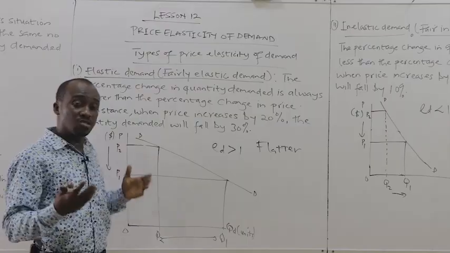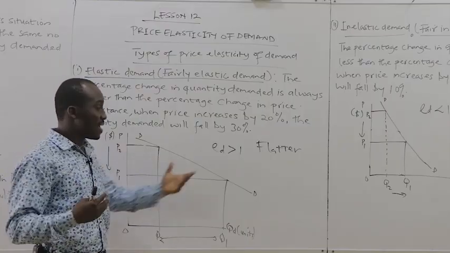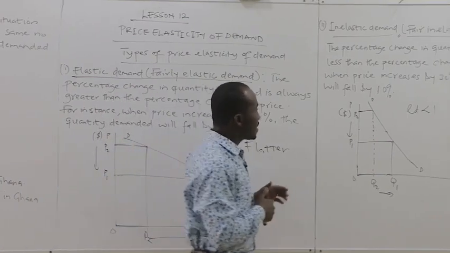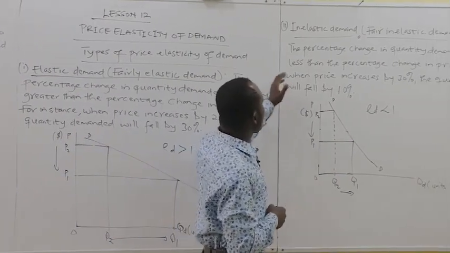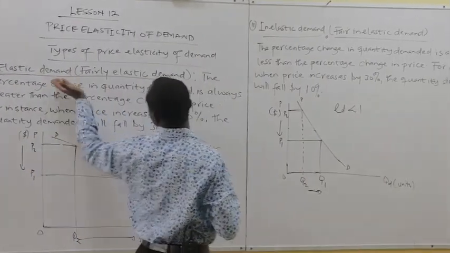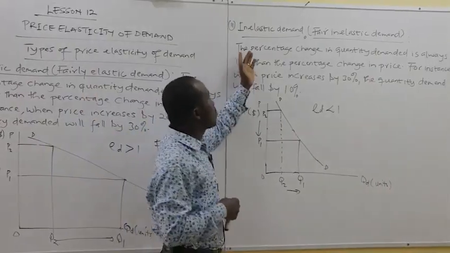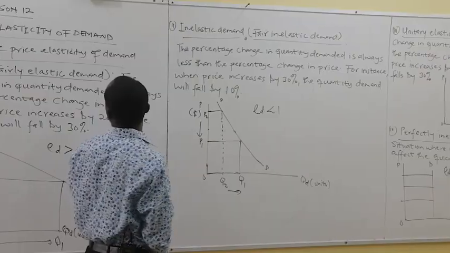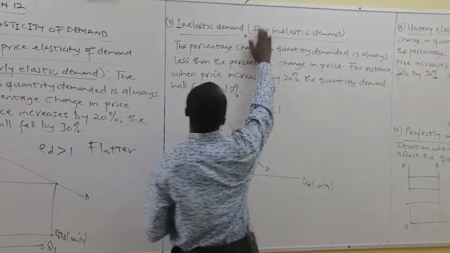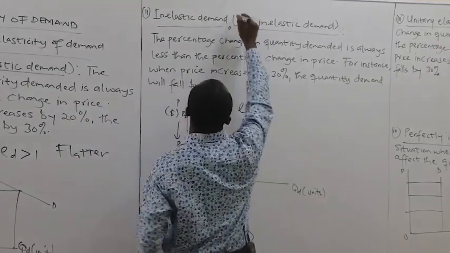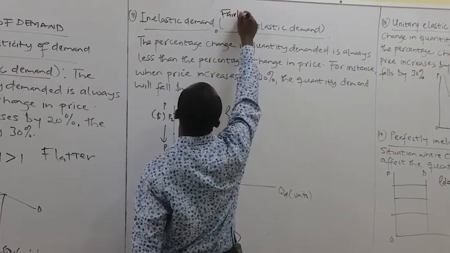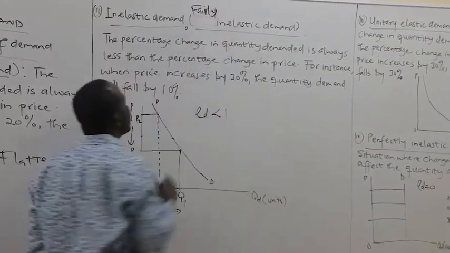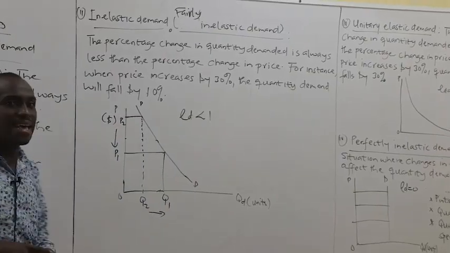Later, we will take questions to solve and see when the elasticity will be greater than 1 or less than 1. Let's also look at this. The opposite of elastic demand is the inelastic demand. So we want to go to inelastic demand, or what we call fairly inelastic demand. Either you say a product has inelastic demand, or you can say fairly inelastic demand.